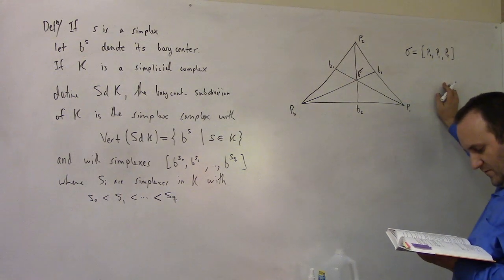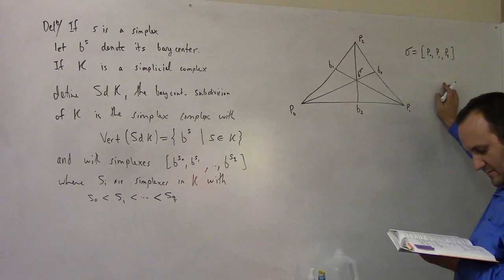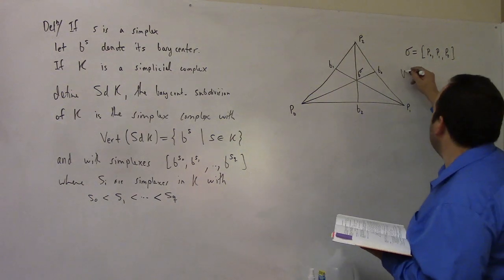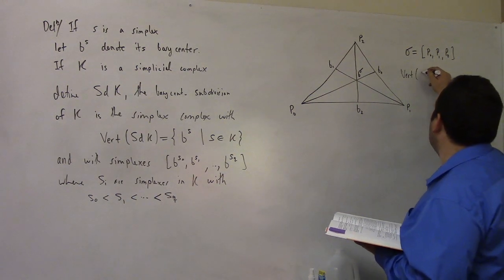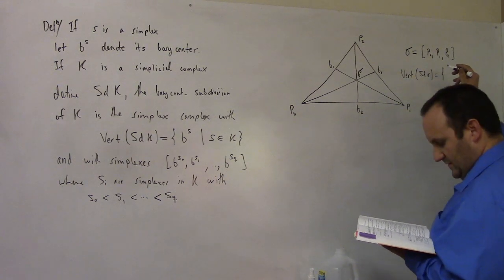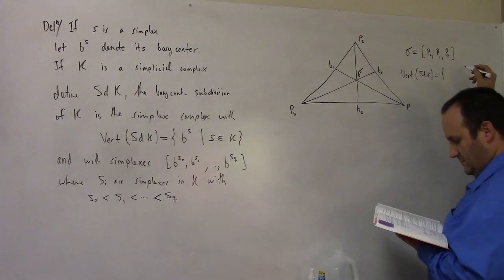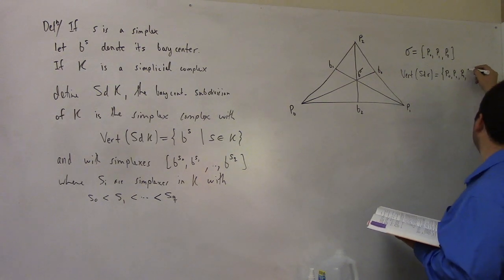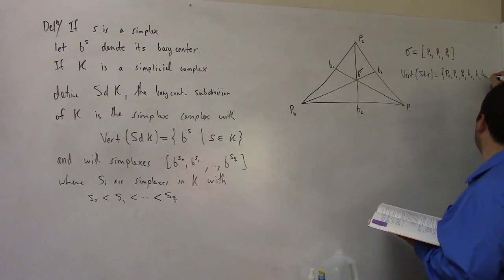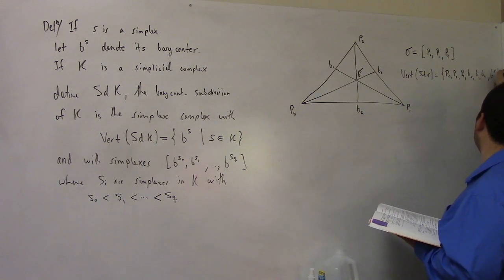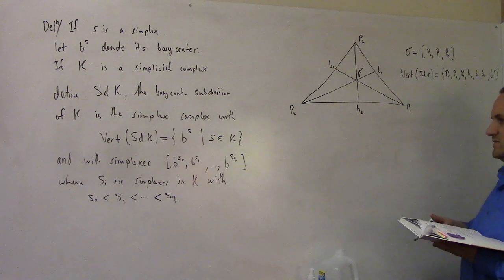And Vert. So the Vert. He says Vert(SD sigma). It's just these six points, eh? So these zero faces, the barycenters, right? And then what's the last thing in there? B(sigma) is the very center of the barycenter.